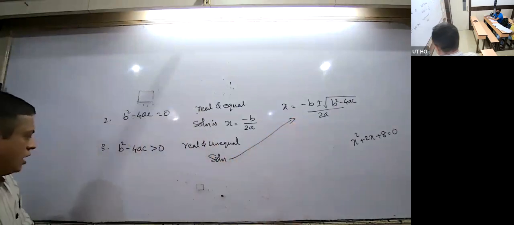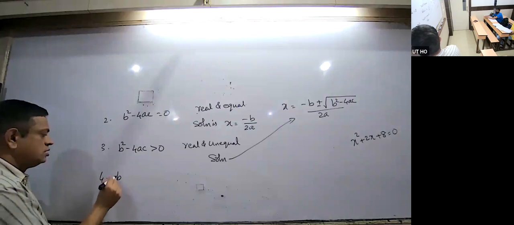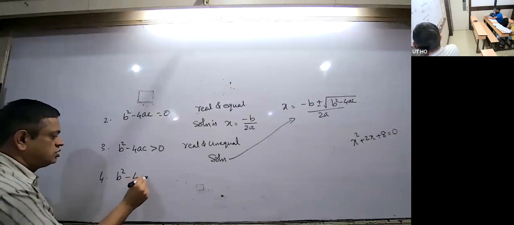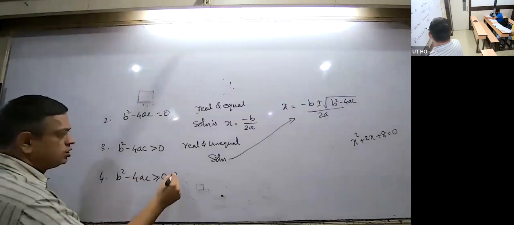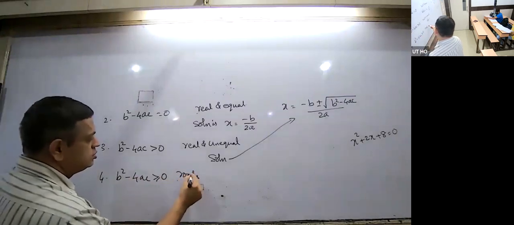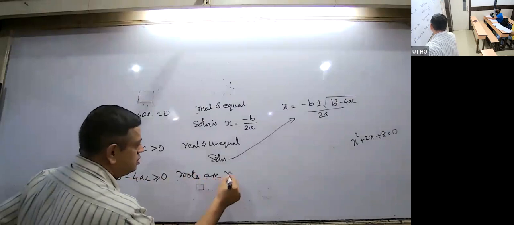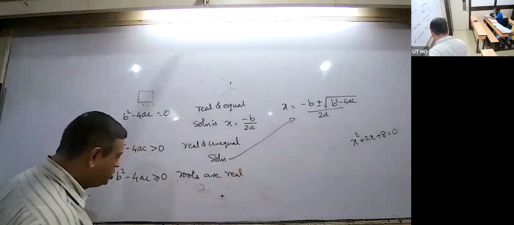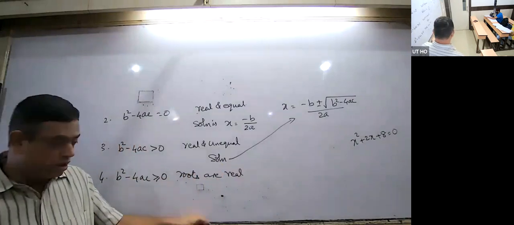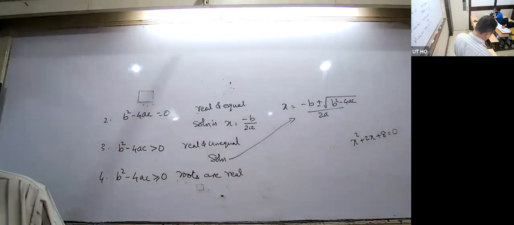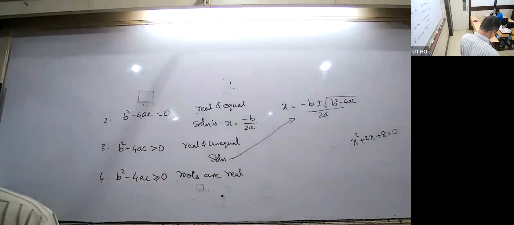And last, one more thing you'll write. If b square minus 4ac is greater than or equal to 0, the roots are real. They can be equal or unequal. Understood? Okay. The roots are real. That was the condition.